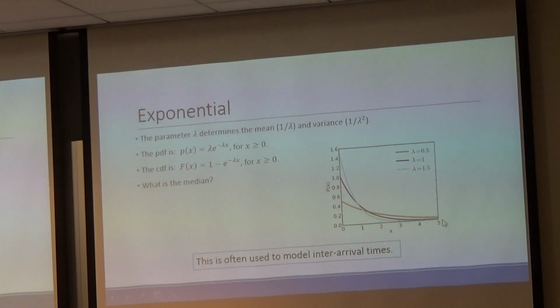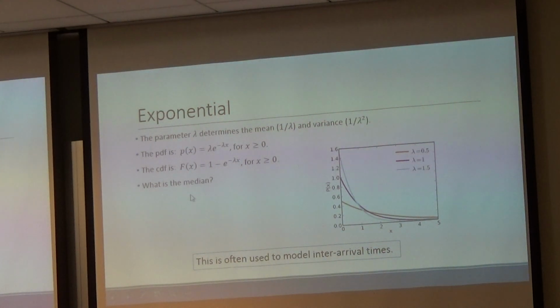That's my goal line. And you can see that as I change lambda, the mean time between arrivals is getting shorter. So as lambda is increasing, I'm getting more and more arrivals. This is the PDF, I'm graphing the PDF. This is the CDF.